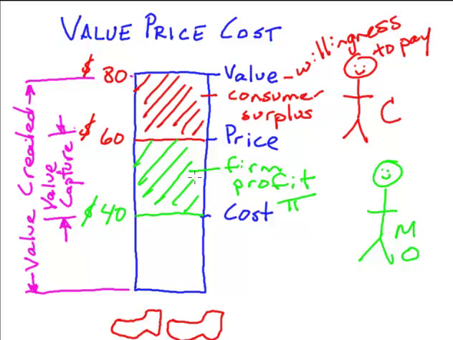So what is going to make you even more happy? What is going to make the owners even more happy? Well, to the extent you can drive this price up higher and this cost lower, that's going to increase the firm's profit. So that's your goal as the manager, to be able to maximize that profit. Okay, so that's pretty much the basics of the value price cost framework and understanding value creation, value capture.